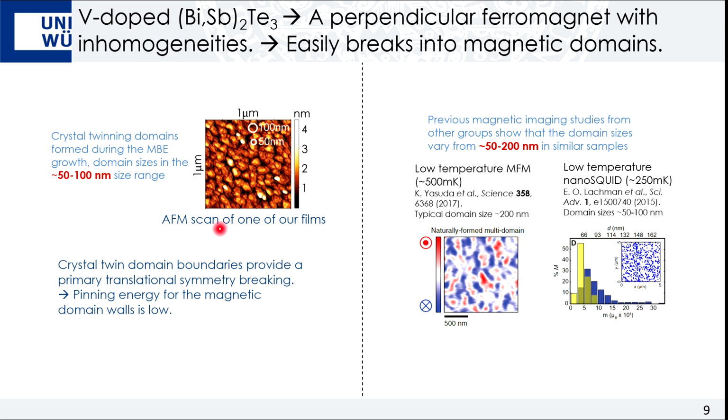But anyway, the existence of these twins, the boundary between these twins provides a primary source of translational symmetry breaking, and therefore creation of a magnetic domain wall at these boundaries is quite cheap. So the point is this material very easily breaks into magnetic domains. And this was also observed by other groups by direct magnetic imaging, that indeed you get magnetic domains in this 50 to 200 nanometers or so size range.